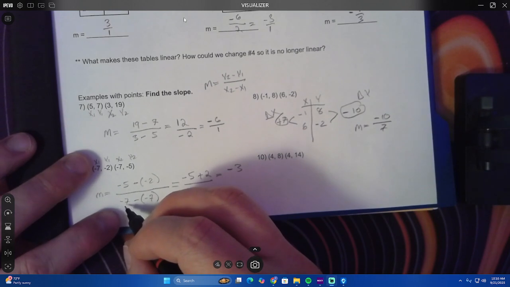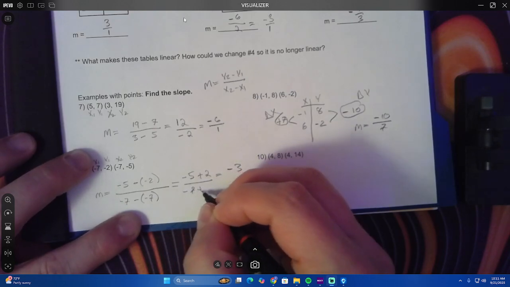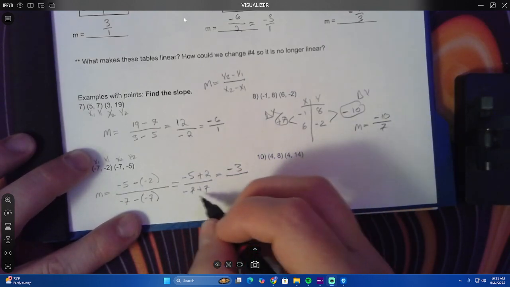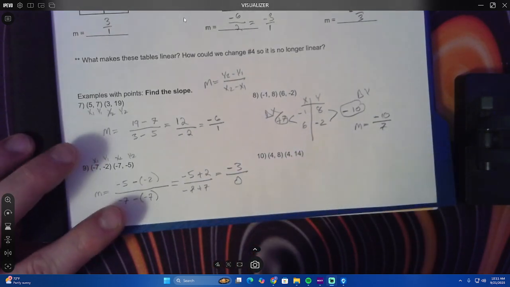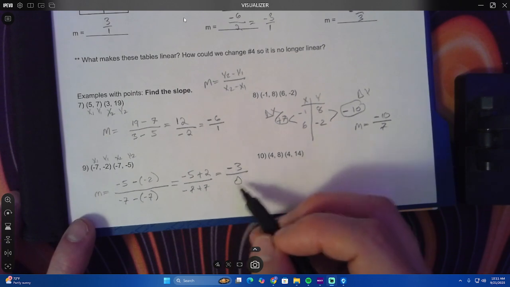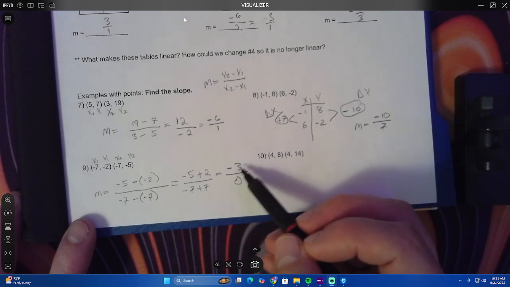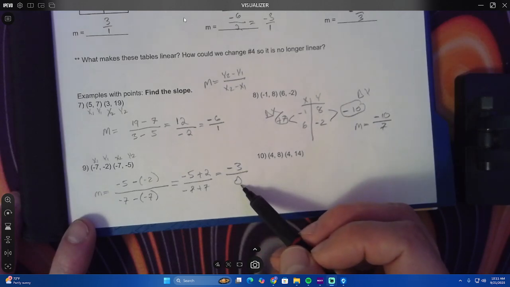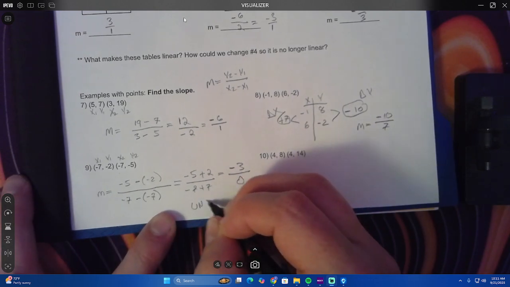Now on the bottom, -7 minus -7 turns into -7 plus 7. Now on the bottom there, -7 plus 7 turns into a 0. Now, when I have -3 divided by 0, this is something that I cannot actually divide. I cannot take a number and break it up into groups of 0. So this is the case where our slope is undefined.